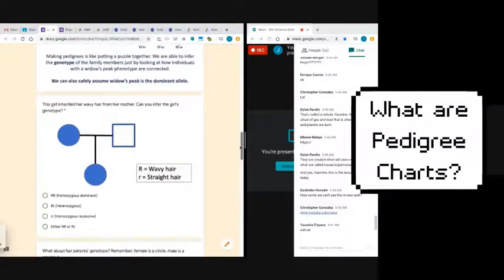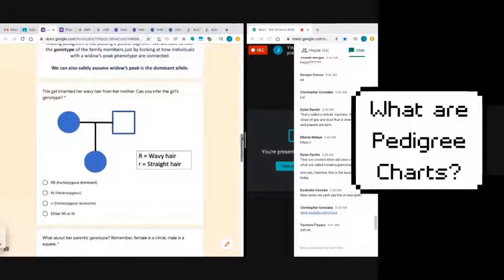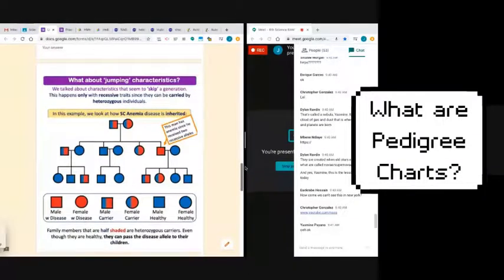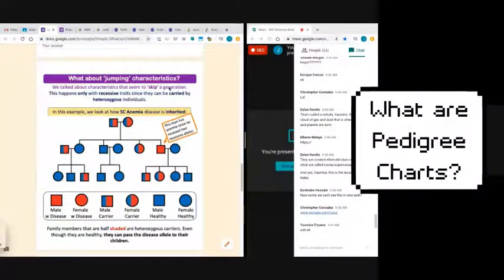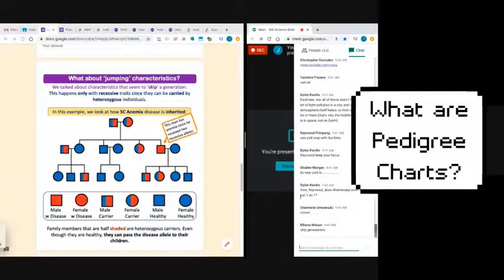All right. So this is another question we have in the lesson. And then we go into jumping characteristics. So anybody in the chat can tell me what a jumping characteristic is. Do you remember about carriers? If you know the right answer, you can unmute yourself and tell us what a carrier is.